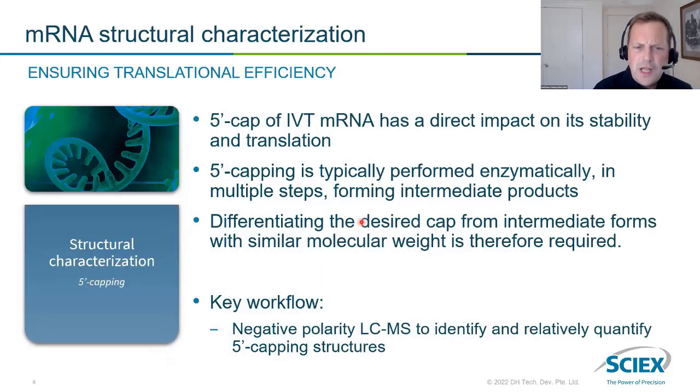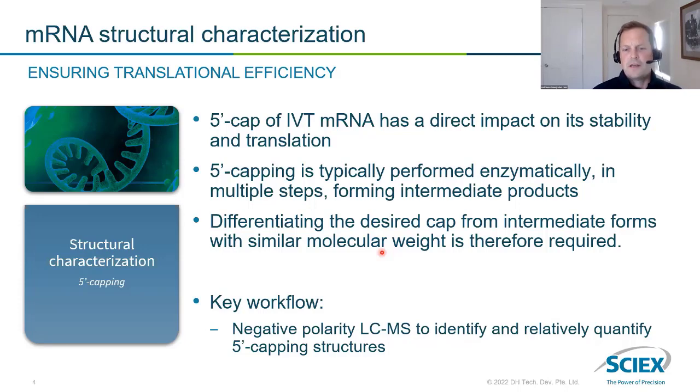So for 5' capping, oftentimes this is done with an in vitro based system, and the 5' capping process is pretty complex. It's performed enzymatically with several different enzymes, and I'll show pictures of this in the next slide here. But there are several intermediate products within this process, and the goal here is to essentially quantify the percent yield of this process. Do I have X amount of fully capped species within my reaction?